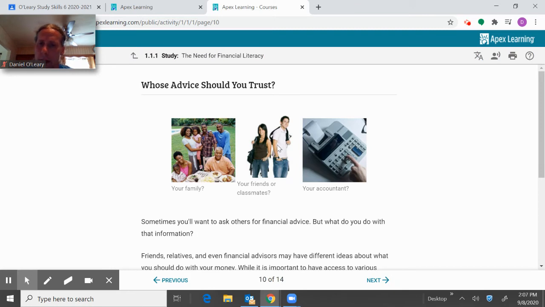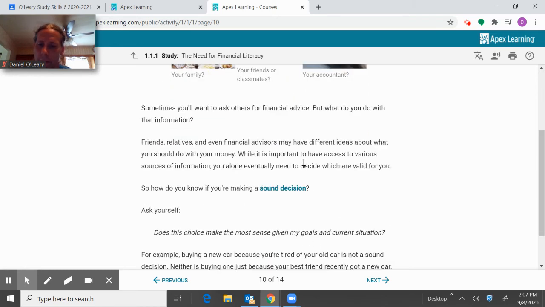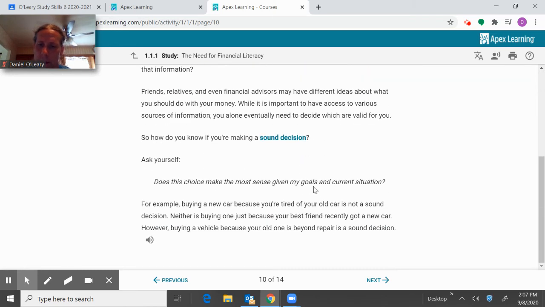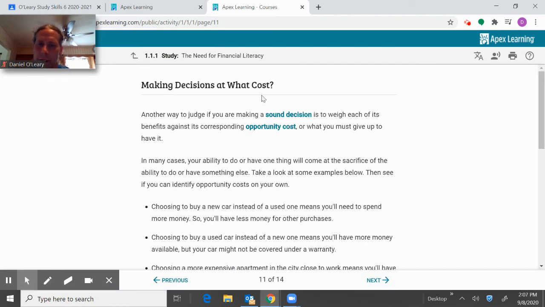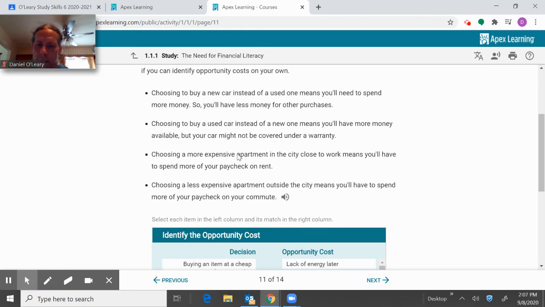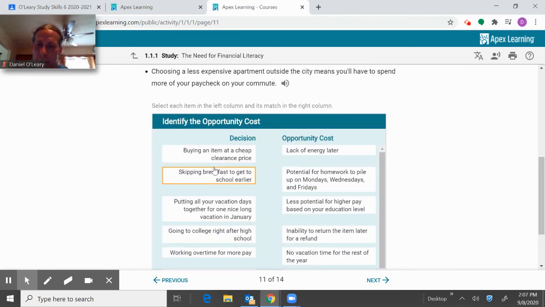Here you go. Whose advice should you trust? It's talking about family, friends, classmates, or your accountant. Gives you a situation here, and you want to look through this page. Making decisions at what cost? Okay, again, more information here and something for you to do down here.